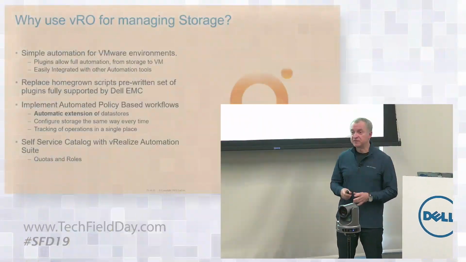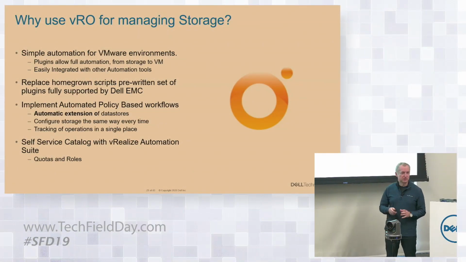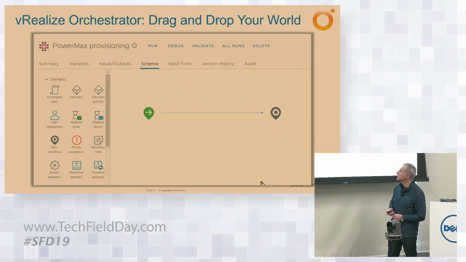So last but not least, VRO has built-in integration with vRealize Automation, which provides a self-service catalog, quotas, and roles perfectly suited for multi-tenant, multi-site environments.